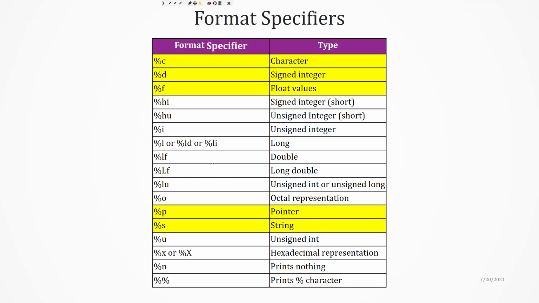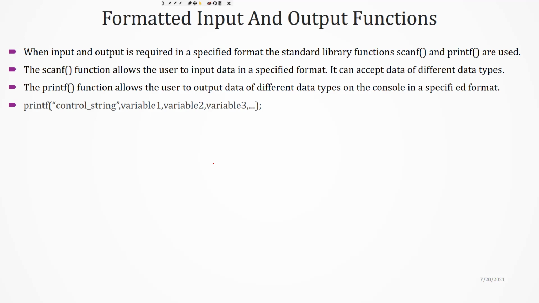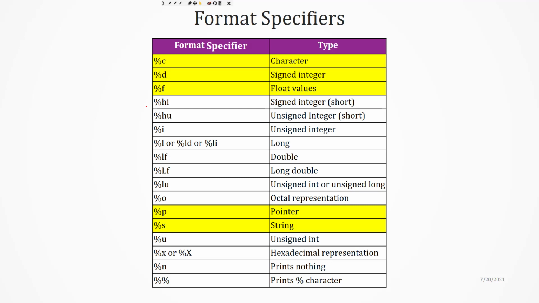Formatted input and output functions I will explain with the help of the program. I think that will be more useful. Okay, these are the format specifiers. Now you will be more clear. If it is a character data type, you have to use percentage %c. If it is an integer or signed integer, you have to use percentage %d. If it is a float value, you have to use percentage %f. Similarly, all the combinations of data types are written here.